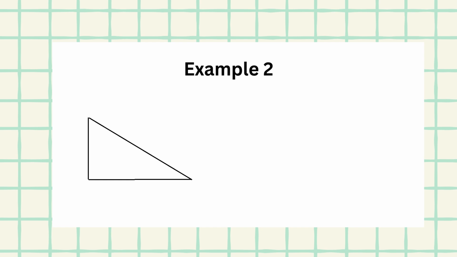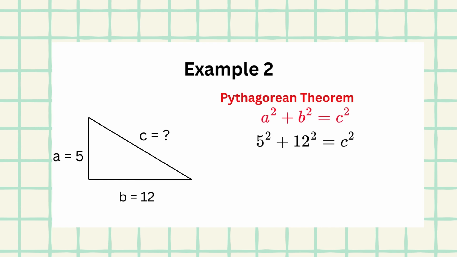Let's try another example. Now, let's say the legs of a right triangle are 5 and 12 units long. We'll use the Pythagorean theorem to find the length of the hypotenuse. We substitute A with 5 and B with 12. So we have 5 squared plus 12 squared equals C squared.